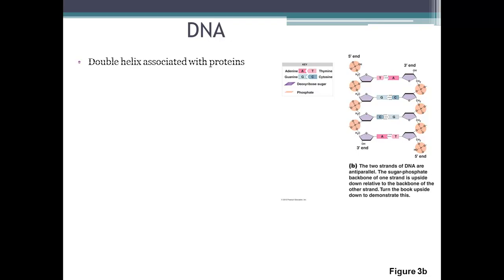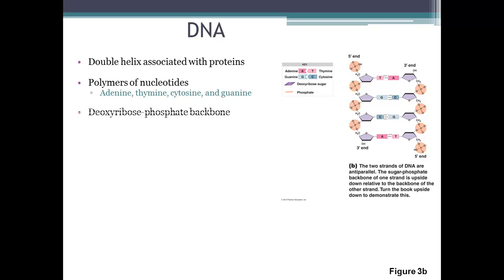DNA is a double helix associated with proteins. It's a polymer of nucleotides. Each nucleotide has a nitrogenous base: adenine, thymine, cytosine, or guanine. This is all found in the deoxyribose phosphate backbone. So here you'll see the sugar, deoxyribose. Here you'll find the phosphate groups. That's your backbone.